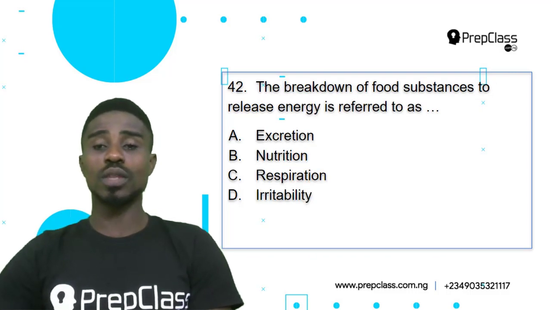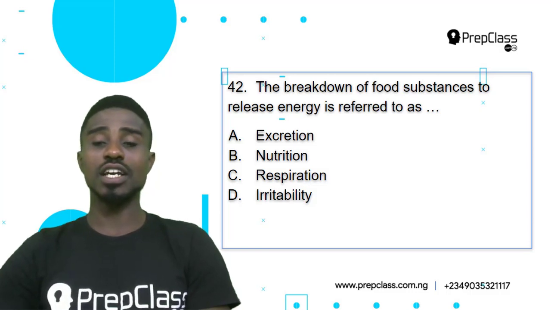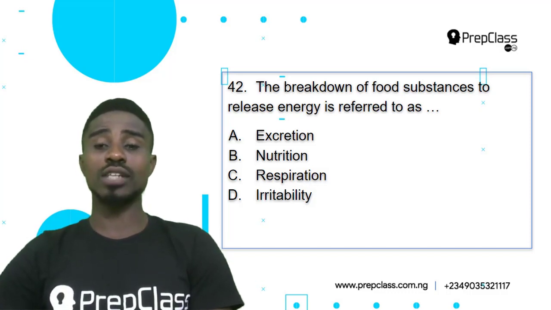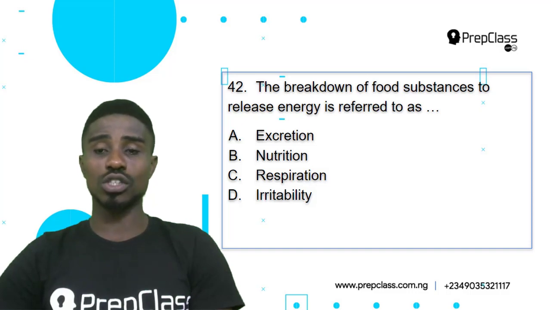Question 42. The breaking down of food substances to release energy is referred to as A. Excretion, B. Nutrition, C. Respiration, D. Irritability. For us to carefully select the correct answer, we need to analyze all of the options and see which one best answers our question.